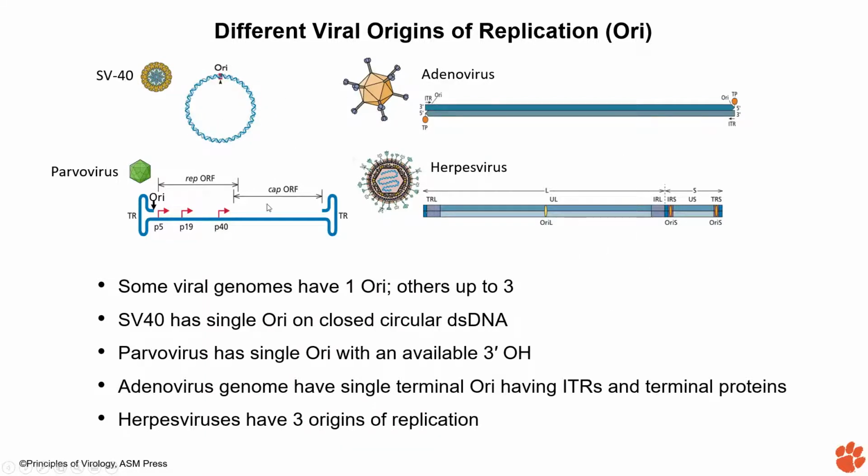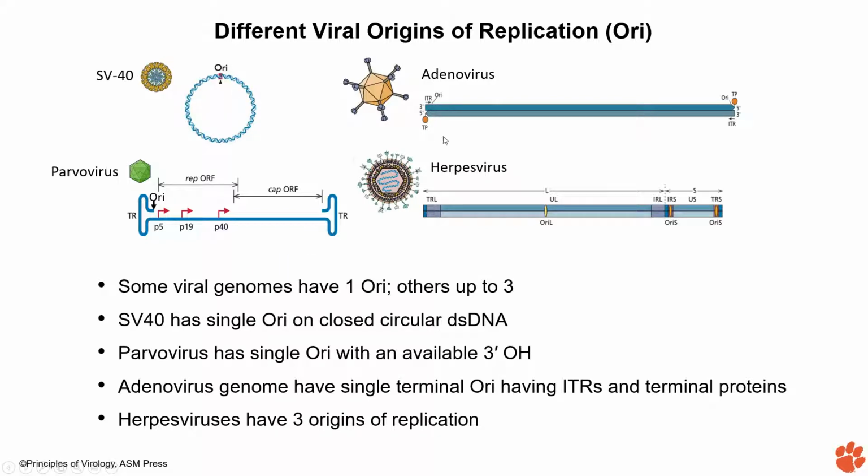So say SV40, parvovirus, or adenovirus. SV40 and parvovirus are two small genomes. You have one origin here, one origin here. Adenovirus, you have an origin at both ends. Herpesvirus, you have an origin right in the middle here, and there are two origins right here. And there are many terms in here, and we're going to look at these terms.